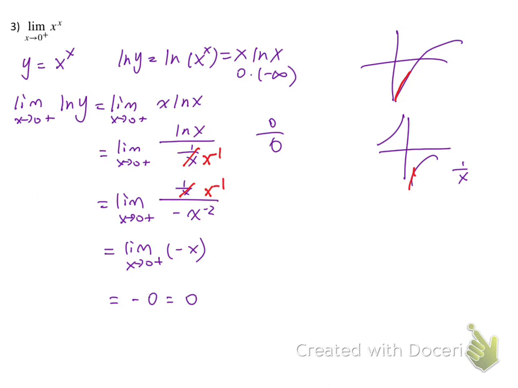Oh, sorry, I shouldn't box it. I'm not done. So I know that the limit of log y is 0. That means y is e to the 0, which is 1. Okay, log y is 0, then e to log y. So essentially y is e to log y, which goes to 1. Sorry, I should have the limit here. Otherwise, it doesn't make sense.